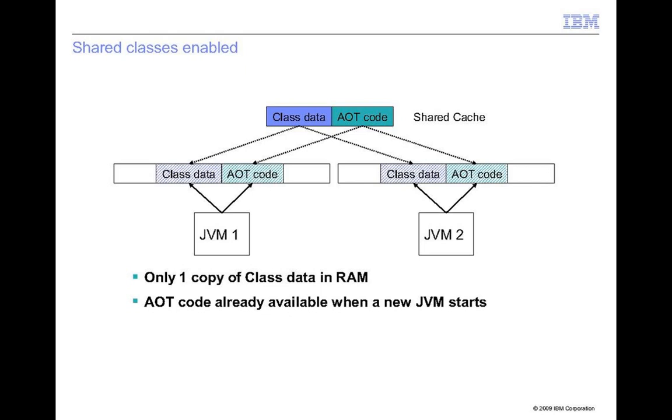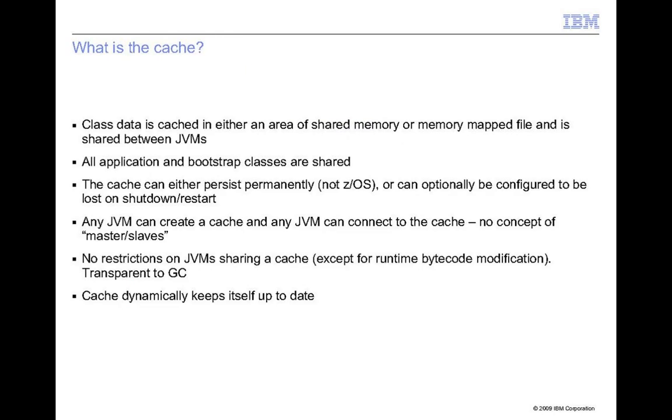So what is the cache itself? How does it operate? Well, it depends on what operating system you're running on, but it's either an area of shared memory, that's on z/OS, or a memory mapped file on other operating systems. If it's shared memory, then that's implemented using standard Unix IPC shared memory. If it's a memory mapped file, then that's a physical file on the hard disk of the machine, and as the JVM wants to open the cache, it opens the file and maps it into memory using the standard memory mapping APIs available on each operating system.